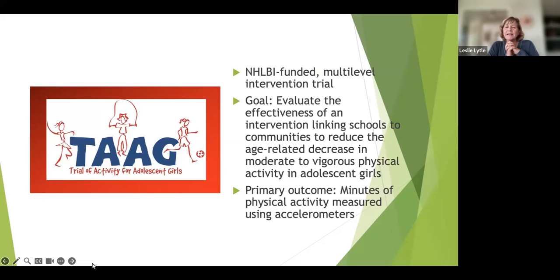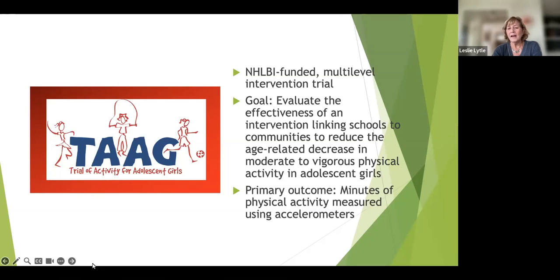I'm going to give you an example using TAG. So I want to just tell you what TAG was about. I'm going to talk about it when I talk about parts of the planning in the create phase. So TAG was an NHLBI funded multi-level intervention. The goal of TAG was to evaluate the effectiveness of an intervention that linked schools to communities in order to reduce the age-related decrease in moderate to vigorous physical activity in adolescent girls.